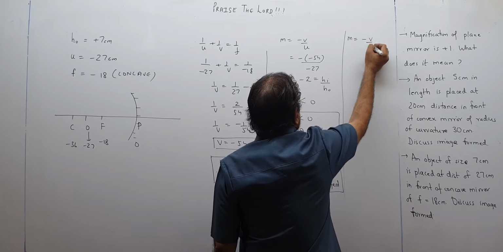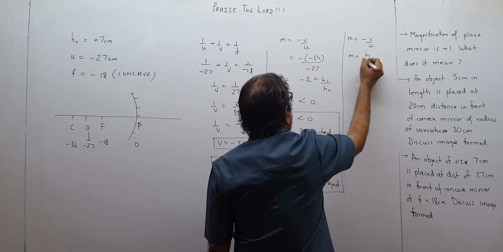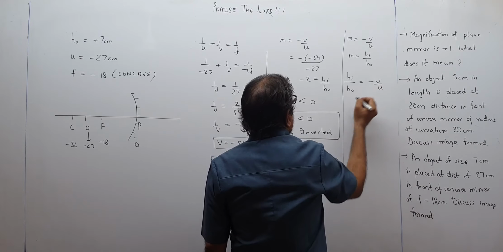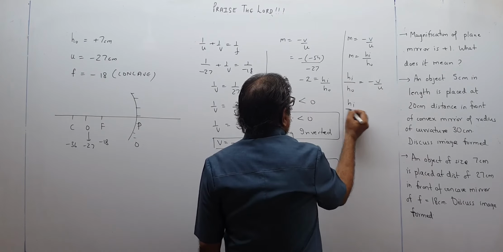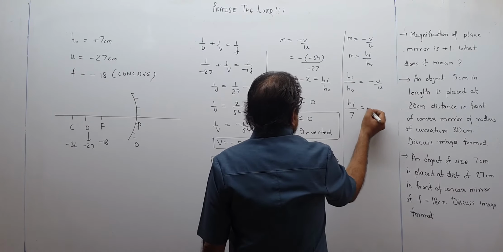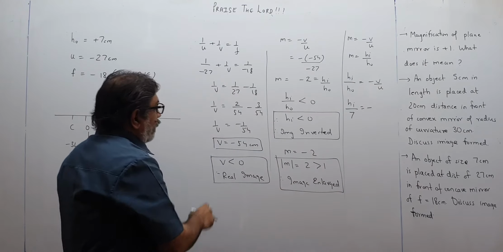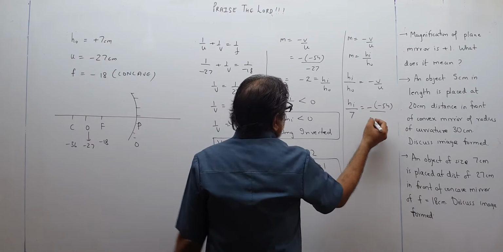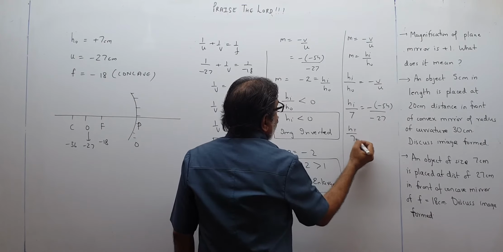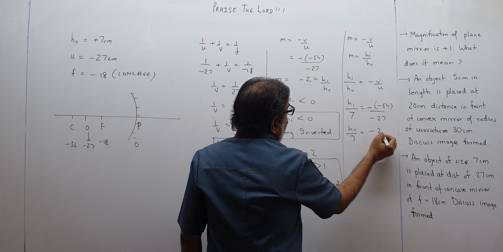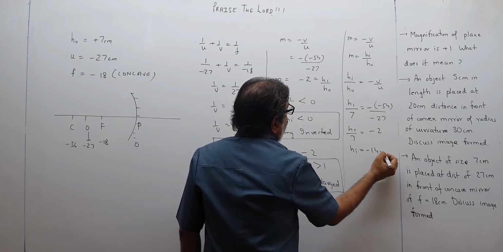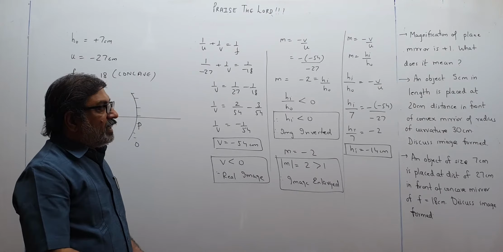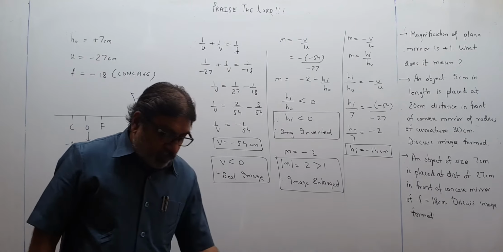And I know that M is equal to minus V upon U and M is equal to HI upon HO. Therefore HI upon HO becomes minus V upon U. HI we want. HO is given to me as 7, V is given as minus 54, U is minus 27. So HI upon 7 is minus 2. HI is minus 14 centimeter. The height of the image is minus 14 centimeter. Like this, we write all these things. Please pause and copy.